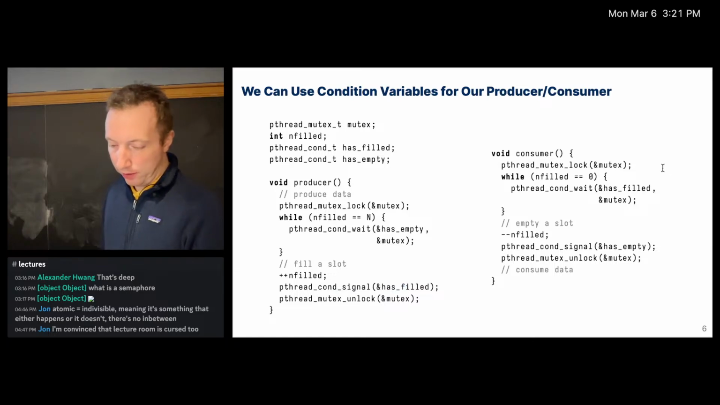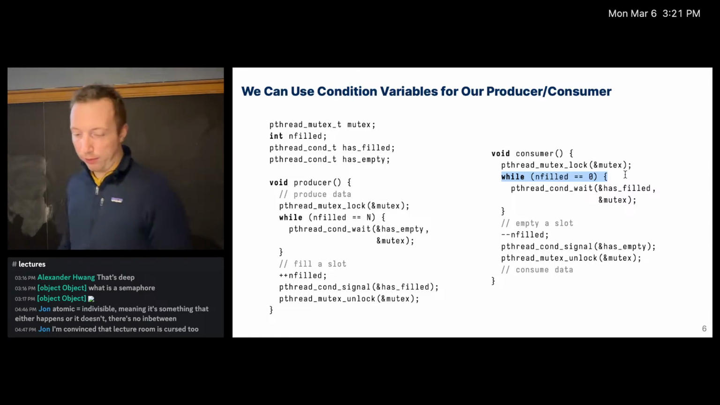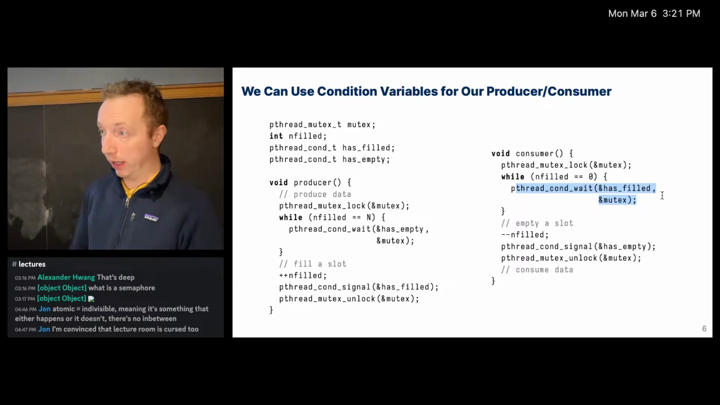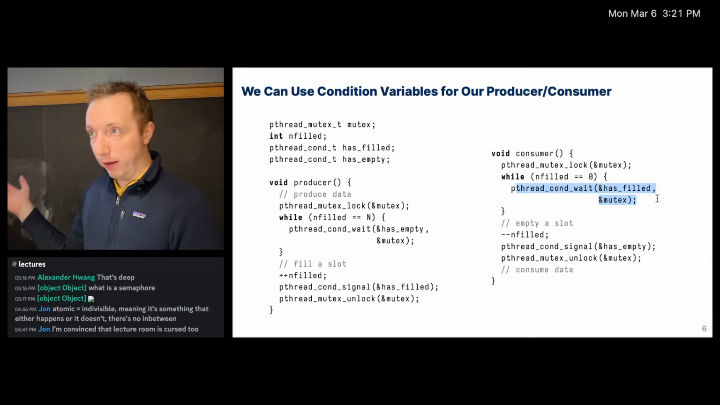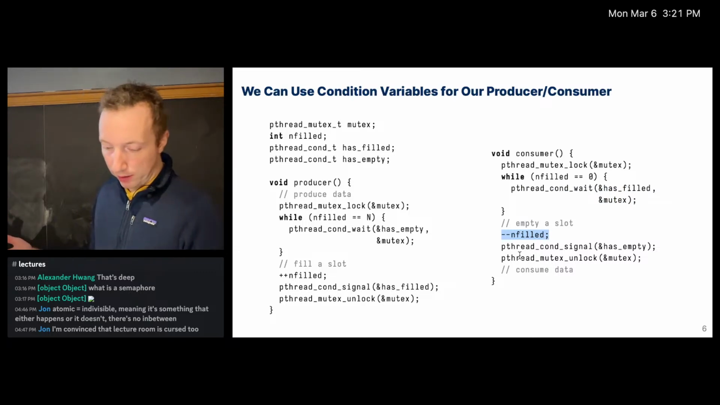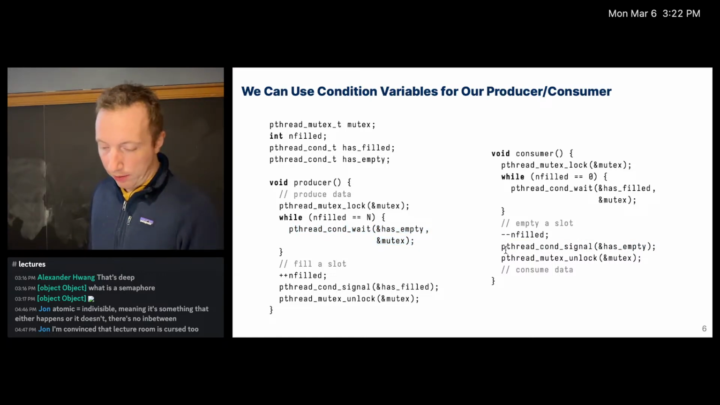And then in the consumer, same deal, we would lock the mutex. Now our condition is different, so we check if we have no filled slots. So if we have no filled slots, we will put ourselves to sleep, put ourselves on the queue waiting for a filled slot. And then otherwise, if we make it through this while loop, we would just empty a slot. So we would decrease it by 1, and then we would wake up anything waiting for an empty slot, which would wake up a producer that would be waiting and return from here. And then we unlock our mutex. So I could actually switch these two around if I wanted to.